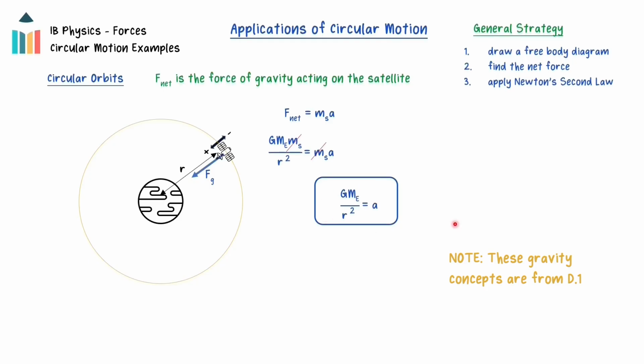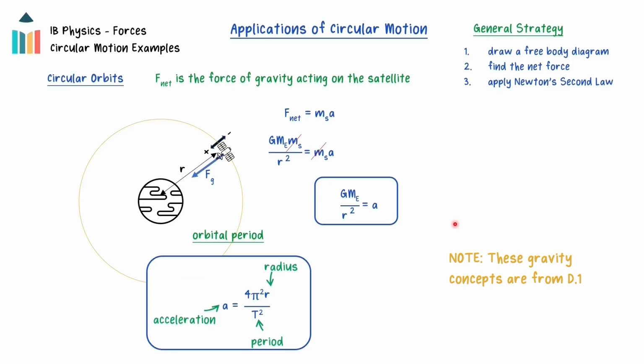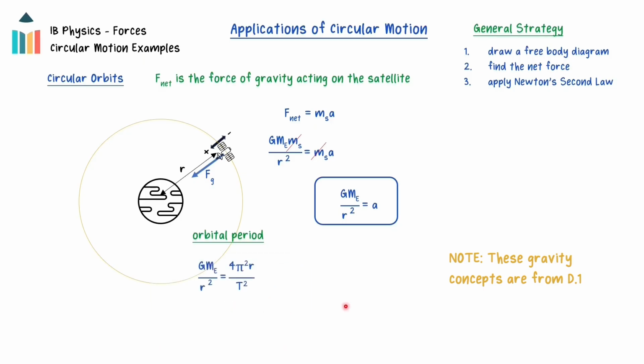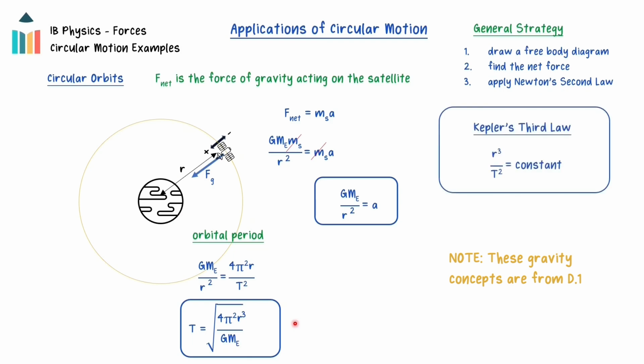We could then go on to solve for the orbital period of the satellite by applying the acceleration formula, which is in terms of the radius of the orbit and the period of the orbit squared. Substituting this acceleration formula in, we can rearrange and solve for the orbital period of the satellite in its orbit around the Earth. Notice that the equation on the left leads to Kepler's third law, which states that the ratio of the cube of the orbital radius to the square of the orbital period is constant for an object in orbit.